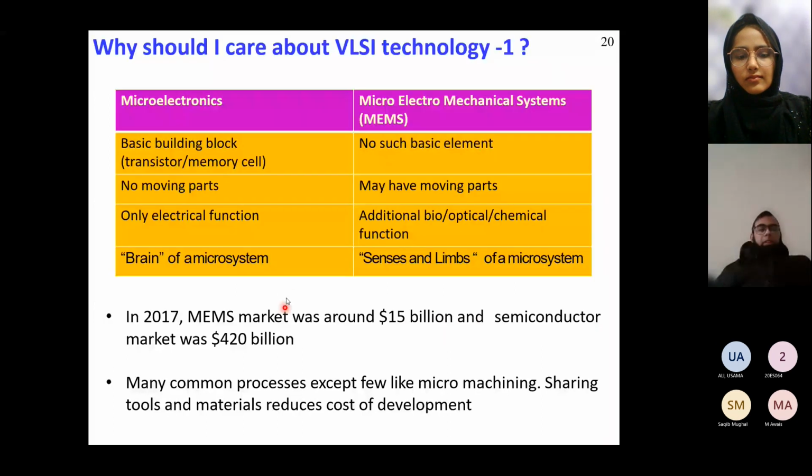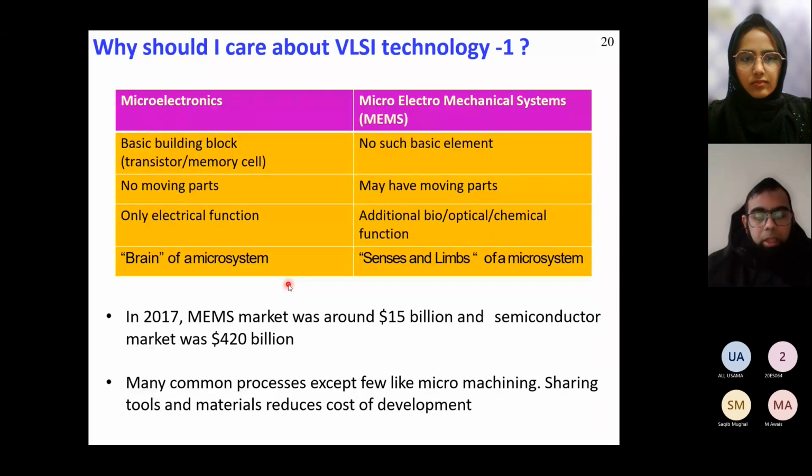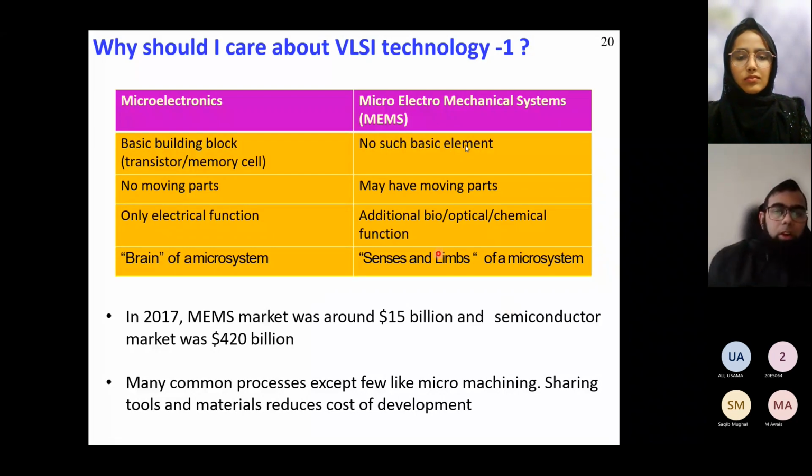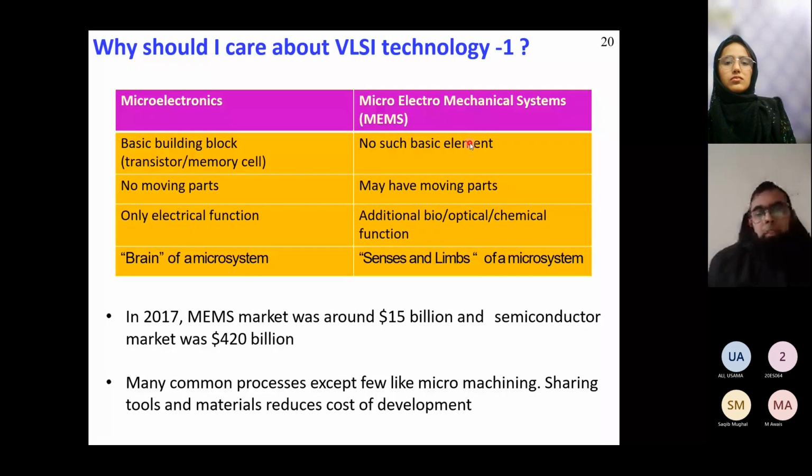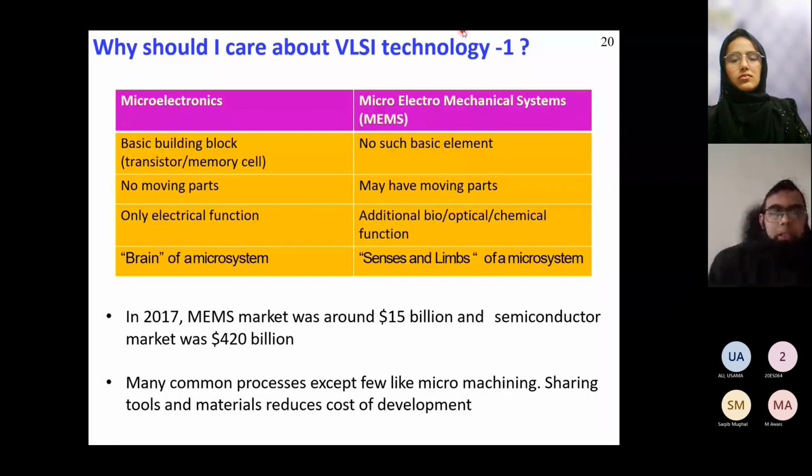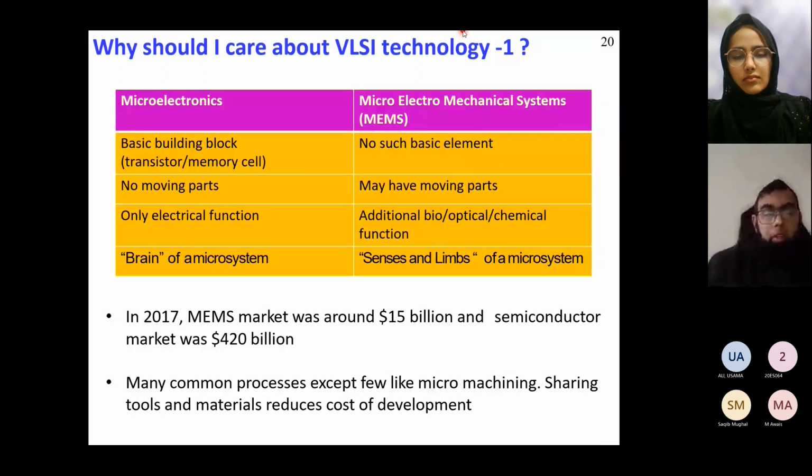VLSI technology means the transistors, basically, which I will be discussing. It's a very basic building block of any kind of device, either a digital device, maybe a memory device, which is mostly digital and has no moving parts, right? It's kind of an on-chip brain. But there is also another technology called MEMS. This is also microfabrication, but it is mostly related to sensing and has some movable parts. Basically both have the same kind of technology and process flow.